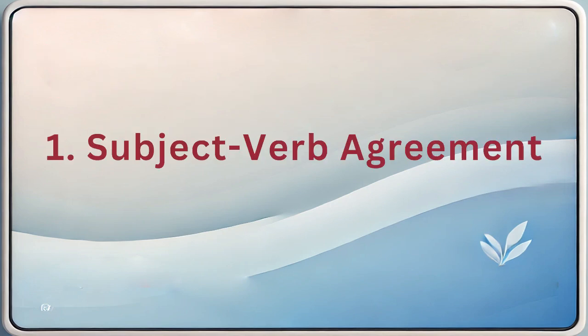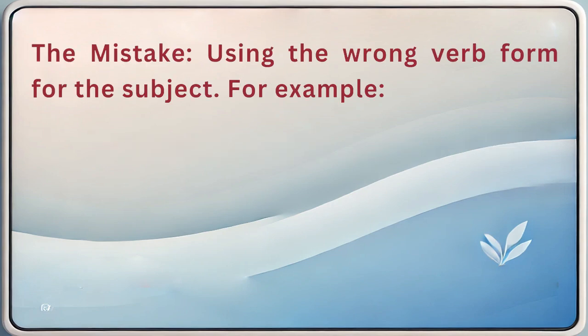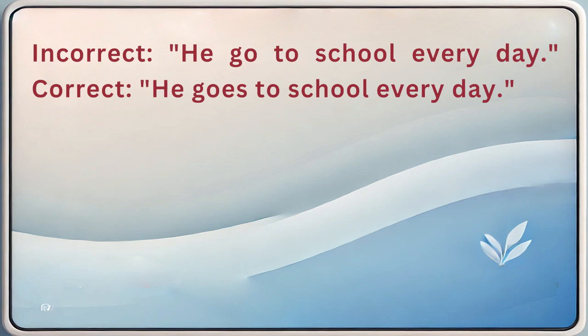1. Subject-verb agreement. The mistake: using the wrong verb form for the subject. For example, incorrect: he go to school every day. Correct: he goes to school every day.